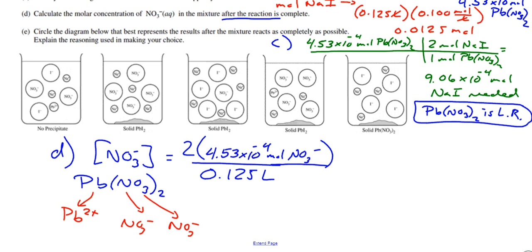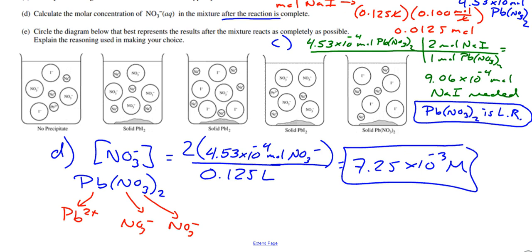So I calculate that. You all can punch that easily in your calculator. This is the answer that I would get. You can put it in scientific notation, that's perfectly okay. 1 point is earned for the correct NO3 minus amount. So did you double it? And then 1 point is earned for the correct molarity.